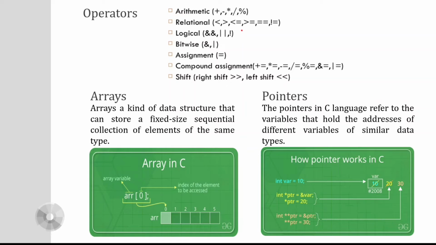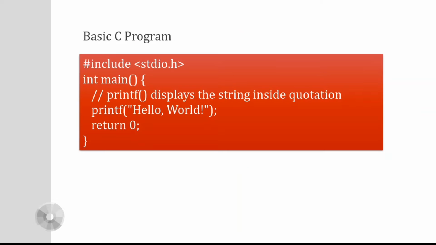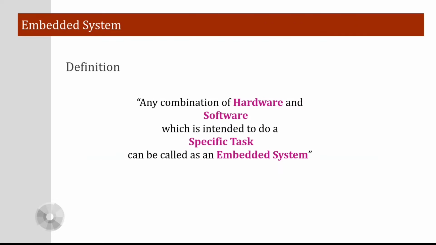And coming to the pointers in the C language, they refer to variables that hold the address of other variables of similar data types. So here we have how pointers work in C language, and we have learned about basic C programming and how to implement it. Here we got the output as Hello World.